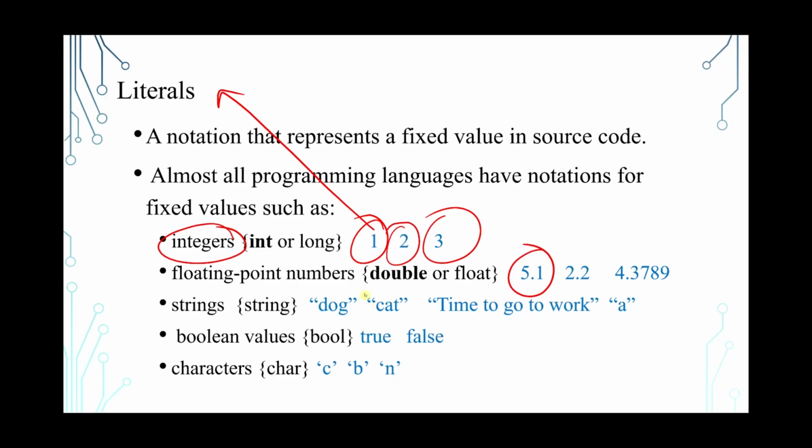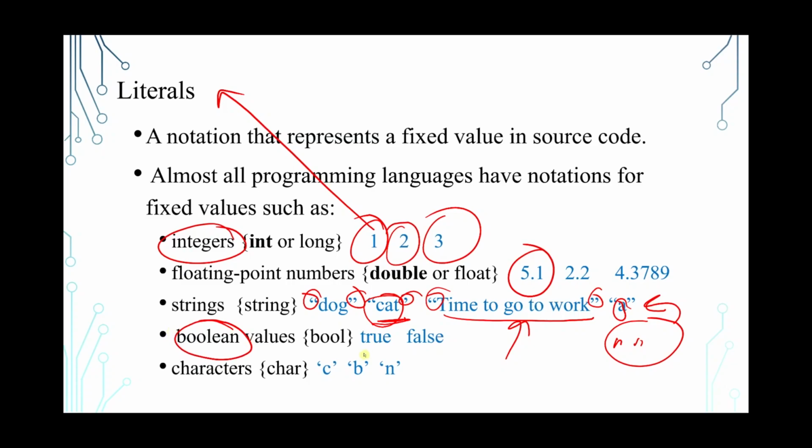For strings, we use words surrounded by double quotations. It could be a zero word string like nothing, or one letter, or one word, or one statement, or paragraph. As long as you surround them by double quotations, those are called strings.